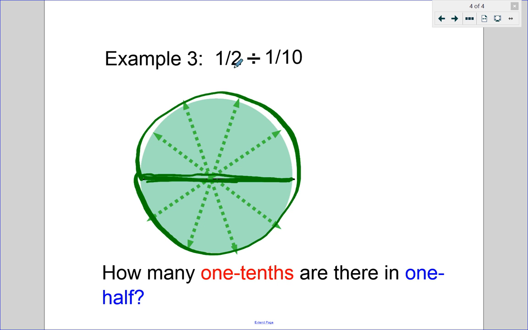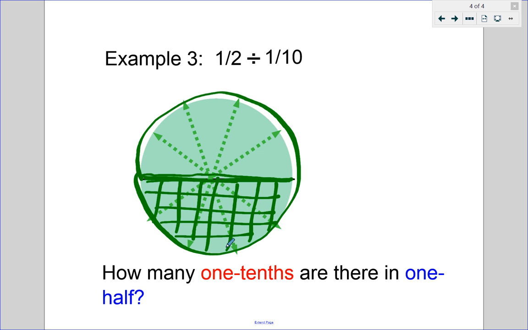Now I can look at what it actually says. I only need 1/2, so I'm getting rid of this half. I don't need that half. That's gone. Now I want to see how many of these 1/10ths pieces are there in 1/2. I have 1 of them, 2, 3, 4, 5 of them. So I have 5 pieces that are 1/10 in 1/2. So 1/2 divided by 1/10 equals 5.